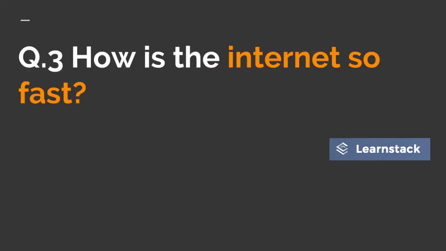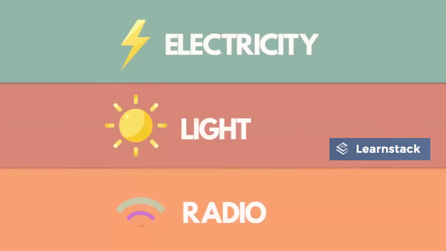Now, let's answer the final question. How is the internet so fast? If you type facebook.com on your computer, you get the entire page within a fraction of a second, even though that page was stored on Facebook servers, which are located in the US. The answer is electricity, light, or radio. These are the three mediums which are chosen to transmit the data from one place to another.